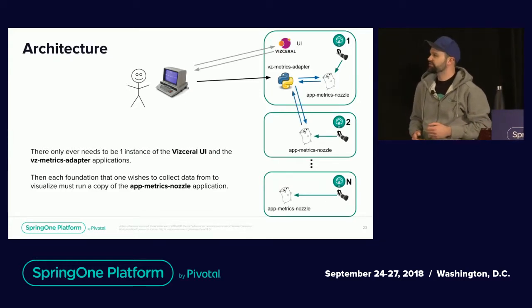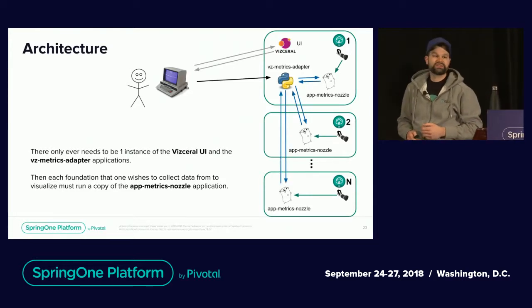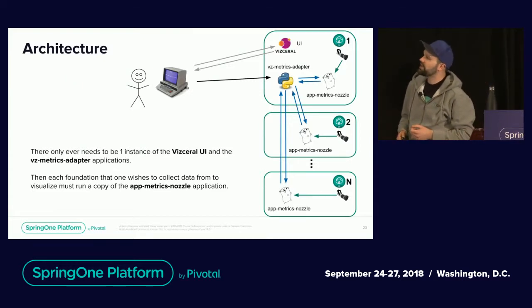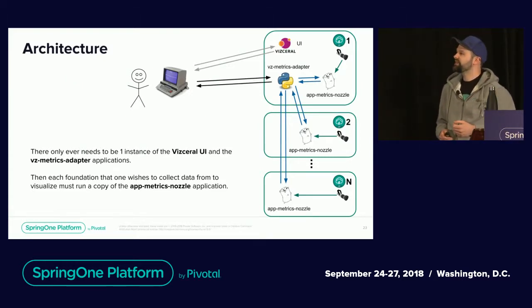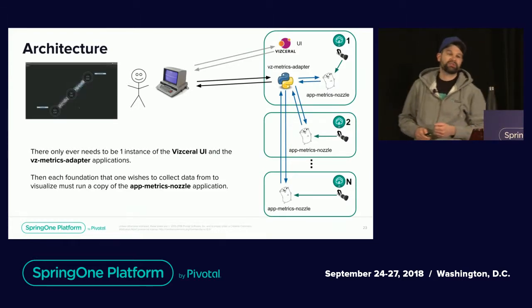And all you have to do is install an AppMetrics nozzle in your foundation, and this can scale to as many foundations as you wish to visualize with our tool. Finally, once the adapter has everything it needs, it can send it back to the browser, and the browser can render us a pretty picture.